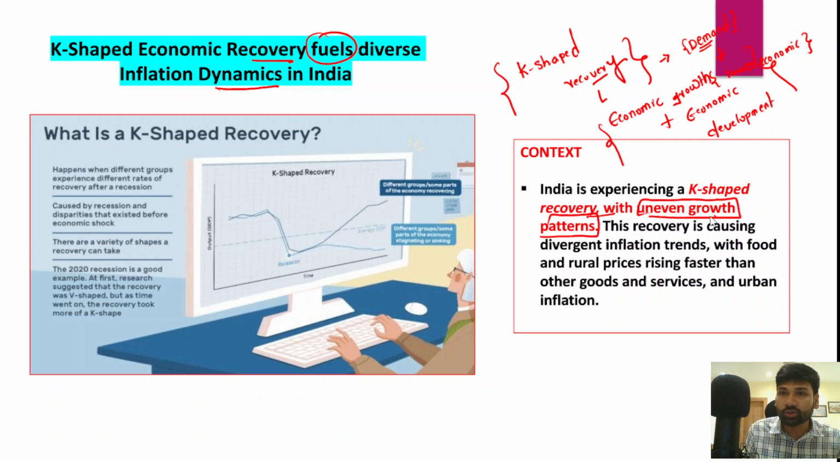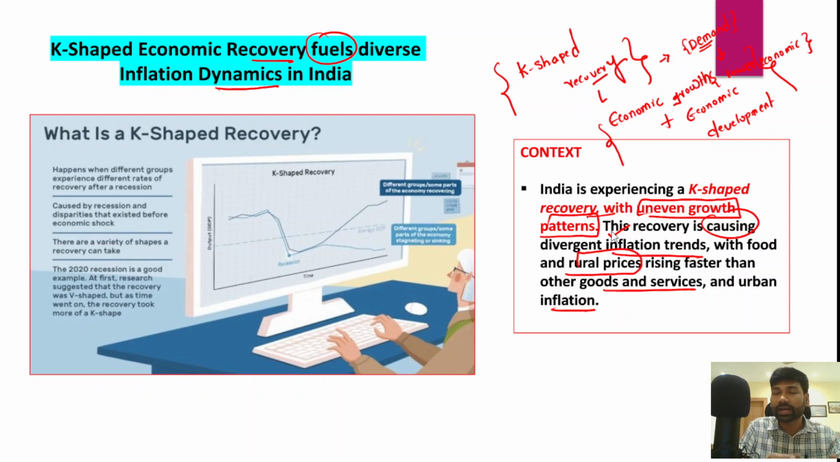This recovery is causing divergent inflation trends, with food and rural prices rising faster than other goods and services and urban inflation. Because of this K-shaped recovery, what has been happening? It has been causing divergent inflation trends. There is no uniform inflation trend. For some goods the inflation is higher, and for some goods the inflation is still lower. That is divergent inflation trends.